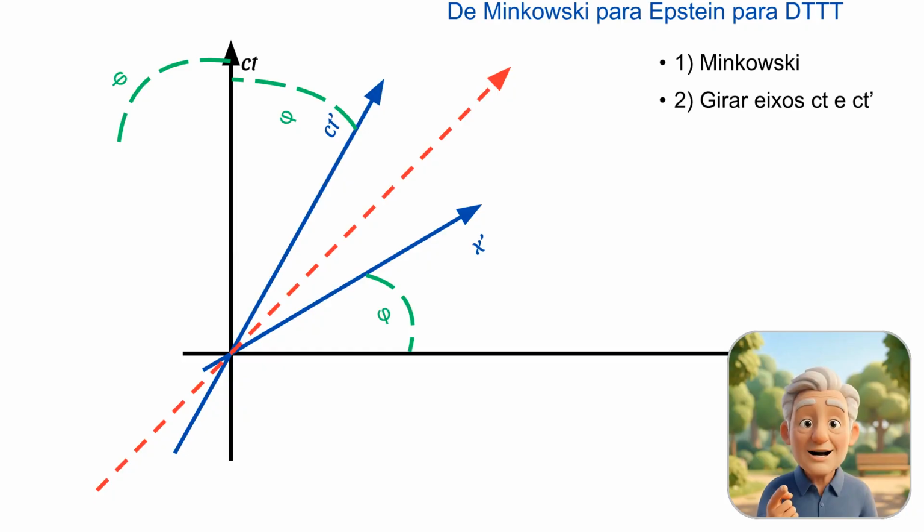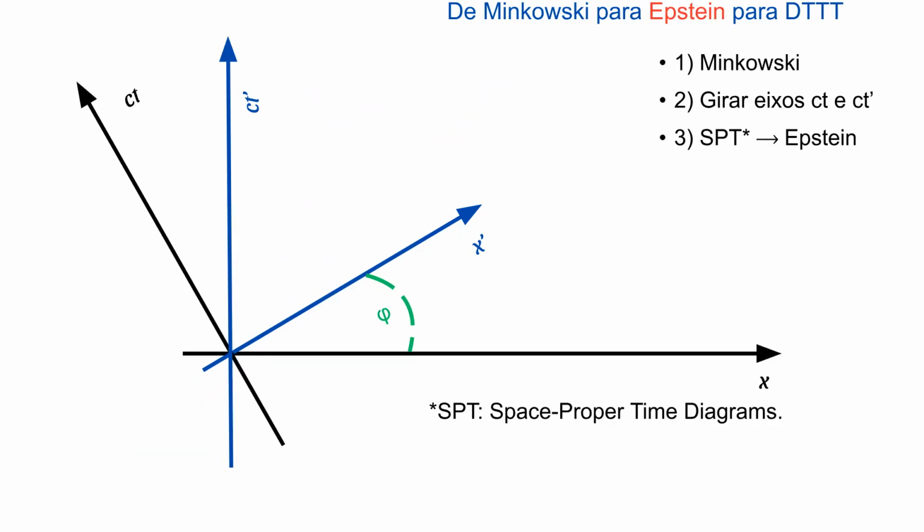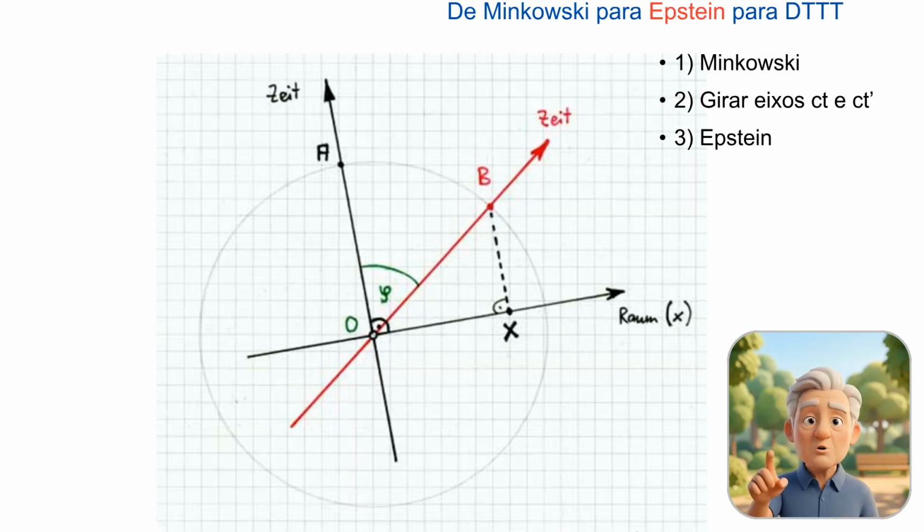Next, we rotate the x and x prime axes to reorient our perspective on these space-time coordinates. Moving toward the Epstein diagram, we introduce space-proper time diagrams, or SPT, to further simplify our analysis. This approach allows us to transition from the standard Minkowski framework into the Epstein representation.